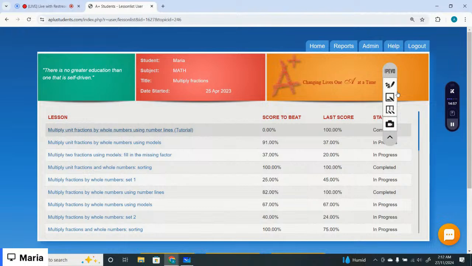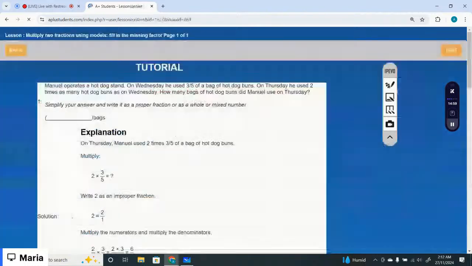The next lesson is multiply two fractions using models, fill in the missing factor. Let's just start with the first example. Manuel operates a hot dog stand. On Wednesday, he used 3/5 of a bag of hot dog buns. On Thursday, he used two times as many hot dog buns as on Wednesday. How many bags of hot dog buns did Manuel use on Thursday?